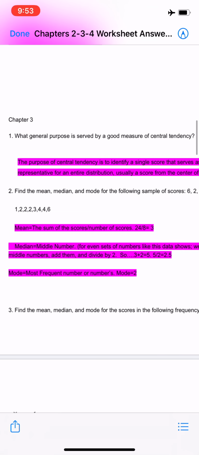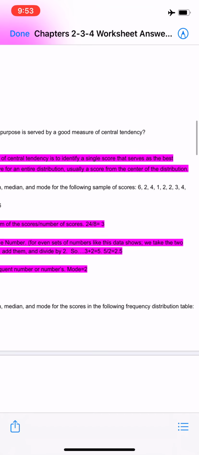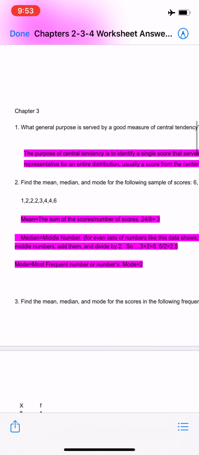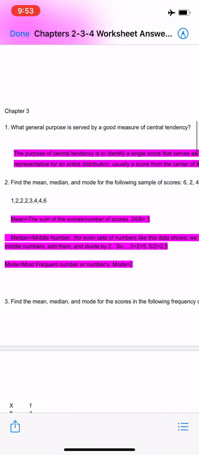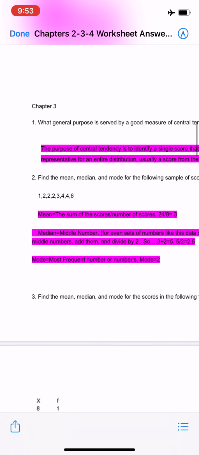Median equals the middle number. For even sets of numbers like this data shows, we take the two middle numbers and add them and divide by 2. So the two middle numbers are 3 and 2. So 3 plus 2 equals 5. 5 divided by 2 equals 2.5.